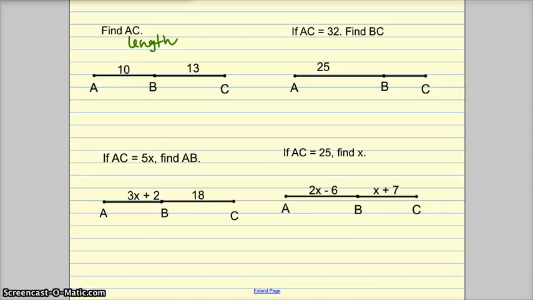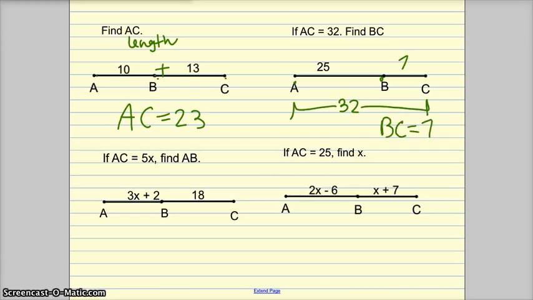It's telling you the length from A to B is 10. The length from B to C is 13. So the length of the whole line, add them up, 23. The second one says if AC equals 32, the length of A all the way down to C is 32. And if I know that the length from A to B is 25, then the length from B to C must be 7.